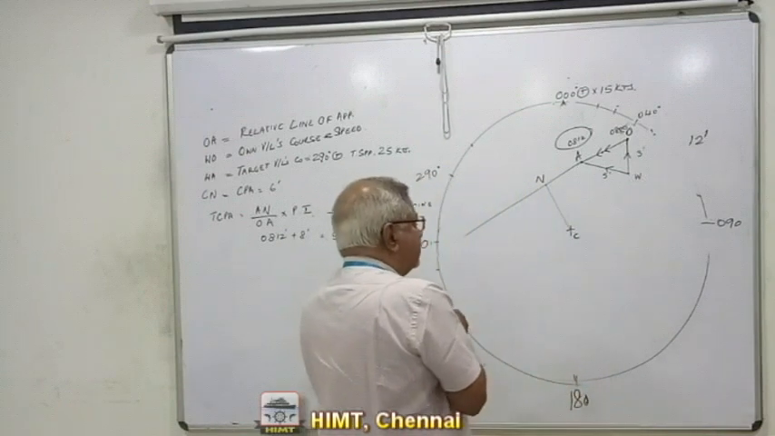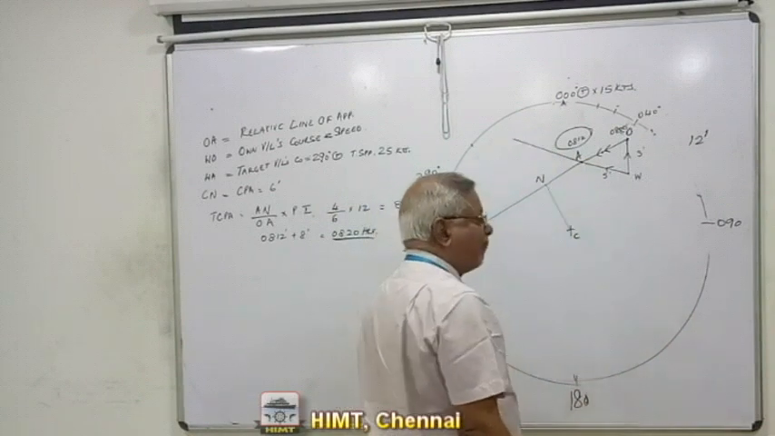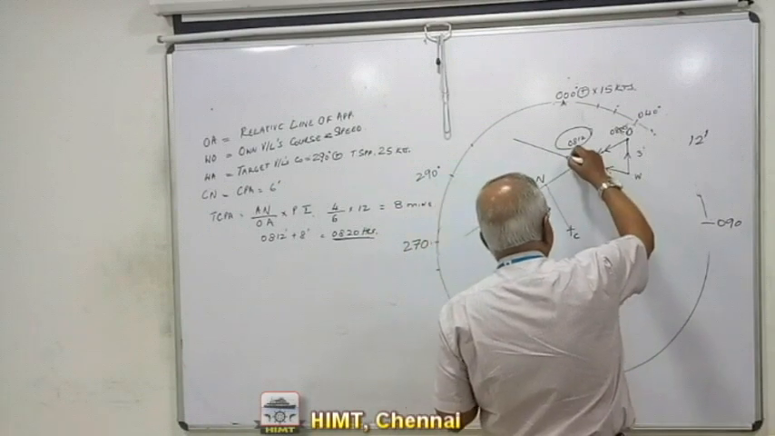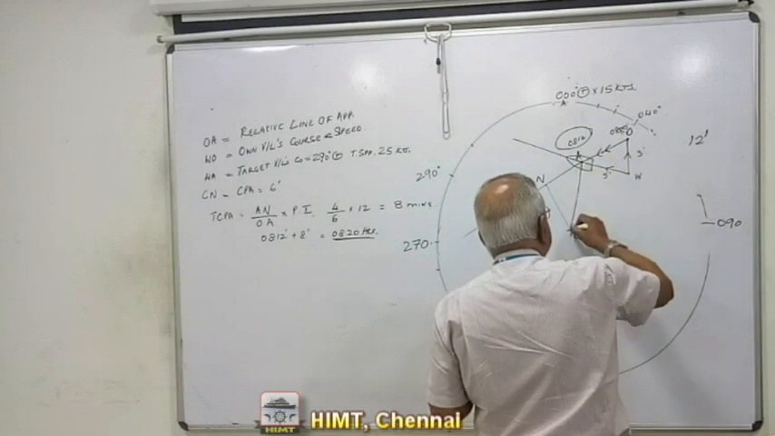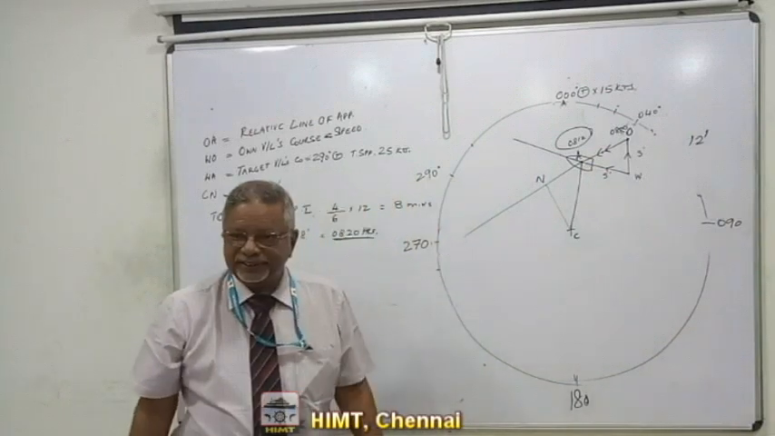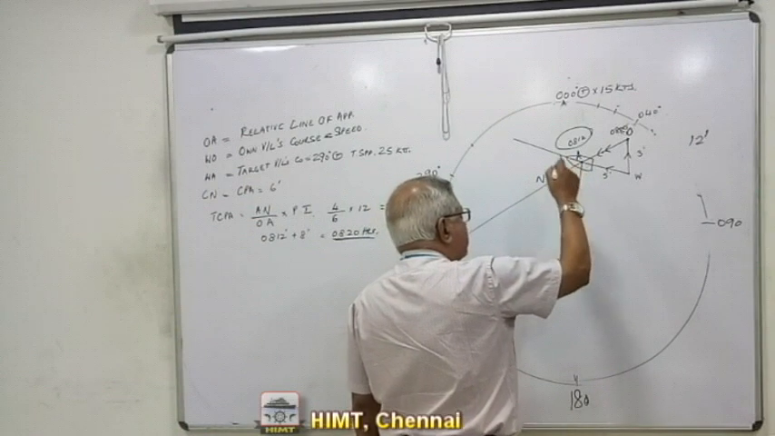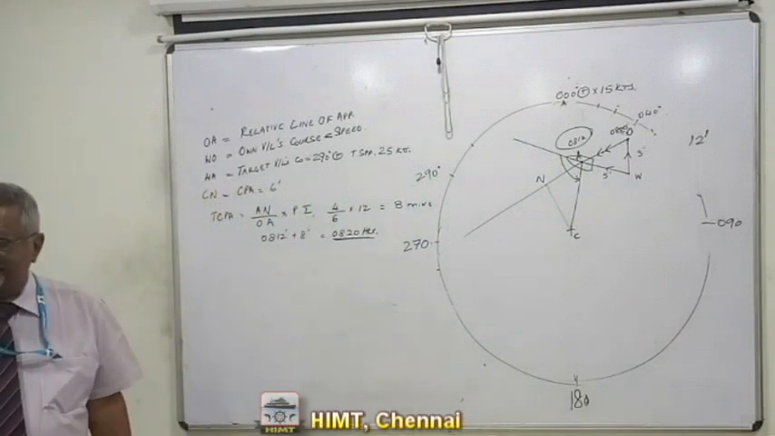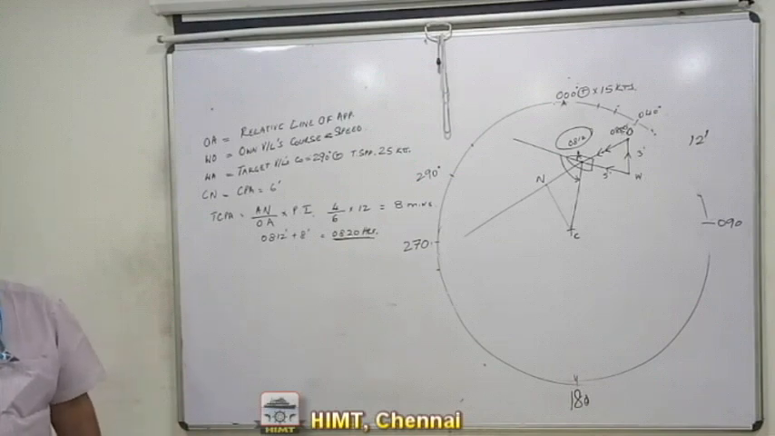To find out the aspect, you already know your own course. That is your course. Aspect is how the target is viewing you. You are at the center. So this angle is the aspect. You can actually measure this with your protractor and find out.